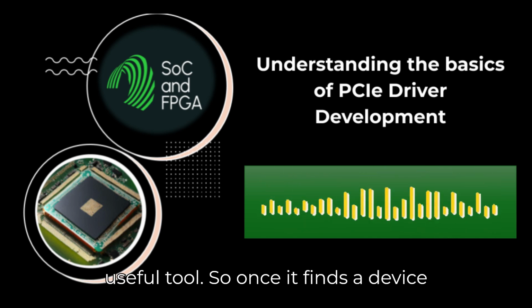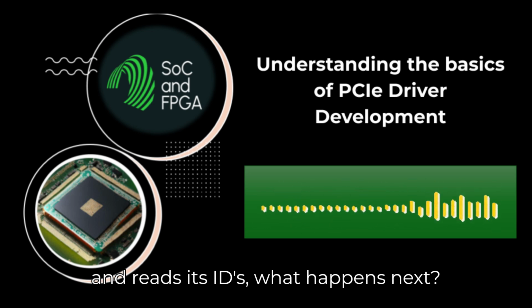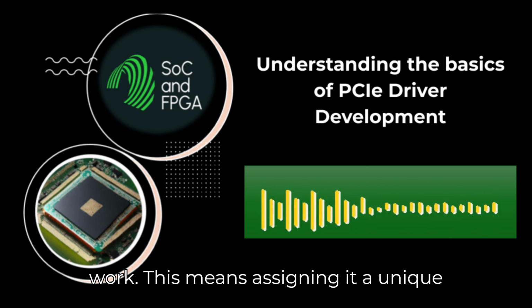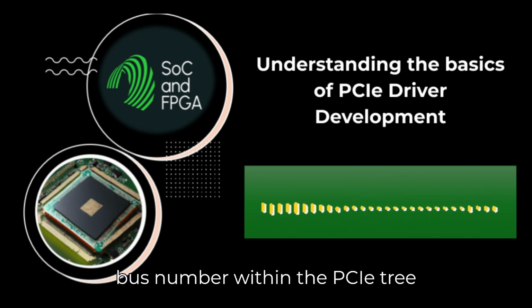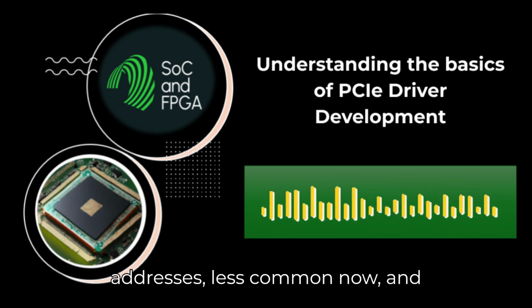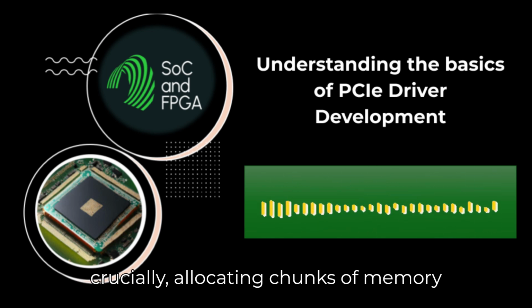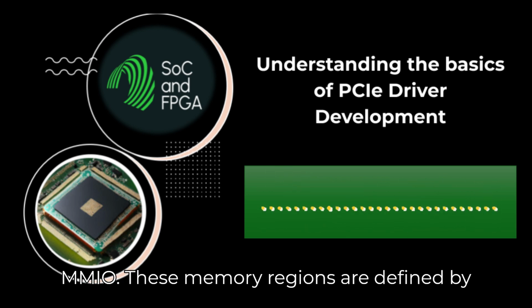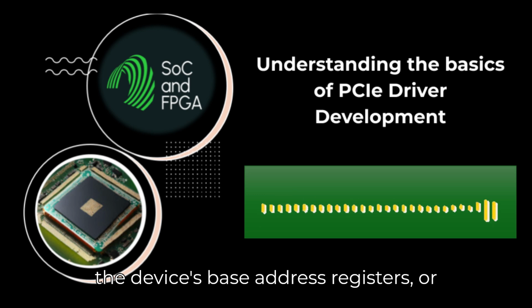So once it finds a device and reads its IDs, what happens next? Then the OS needs to give it resources to work. This means assigning it a unique bus number within the PCIe tree structure, maybe reserving some I/O port addresses, less common now, and crucially, allocating chunks of memory address space for memory-mapped I/O, or MMIO. These memory regions are defined by the device's base address registers, or BARs.